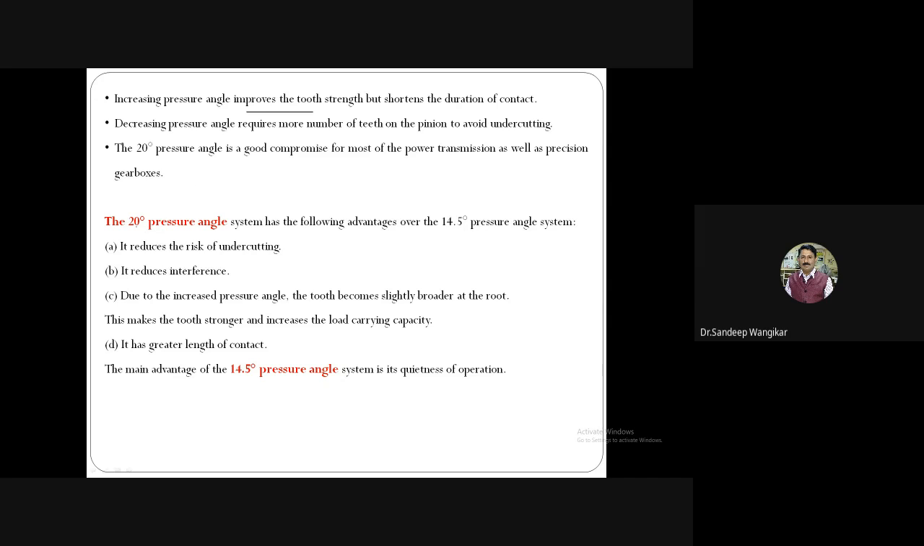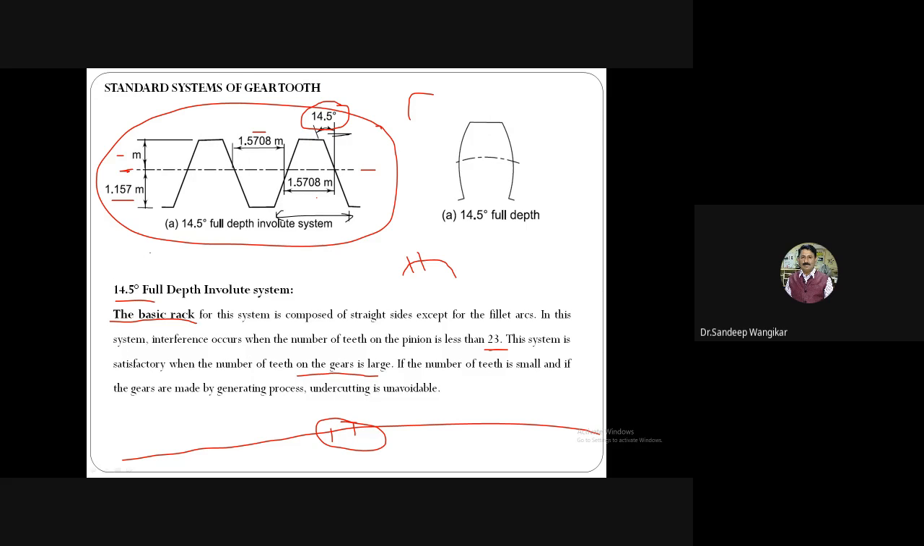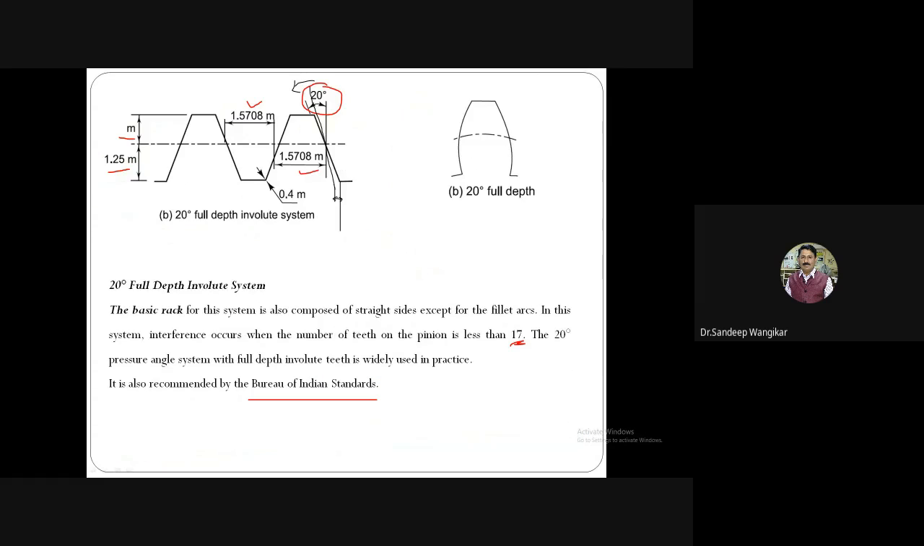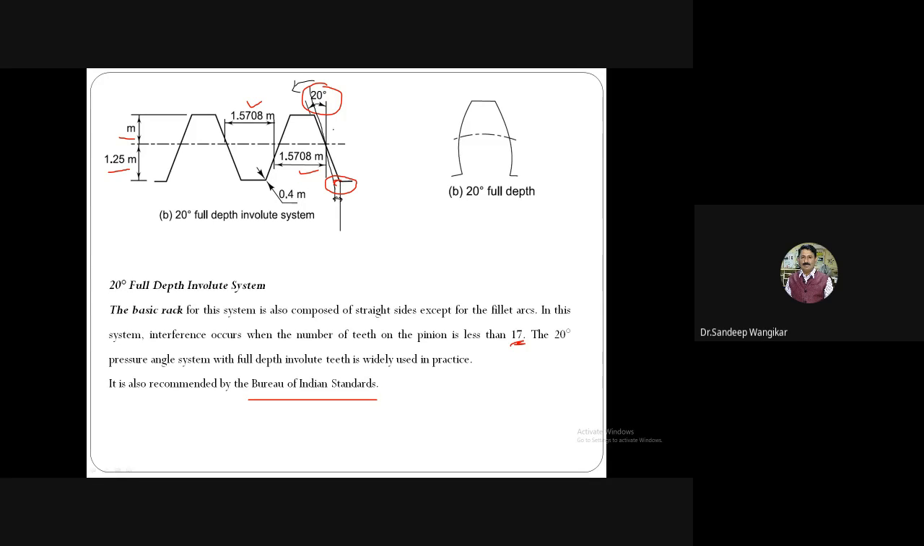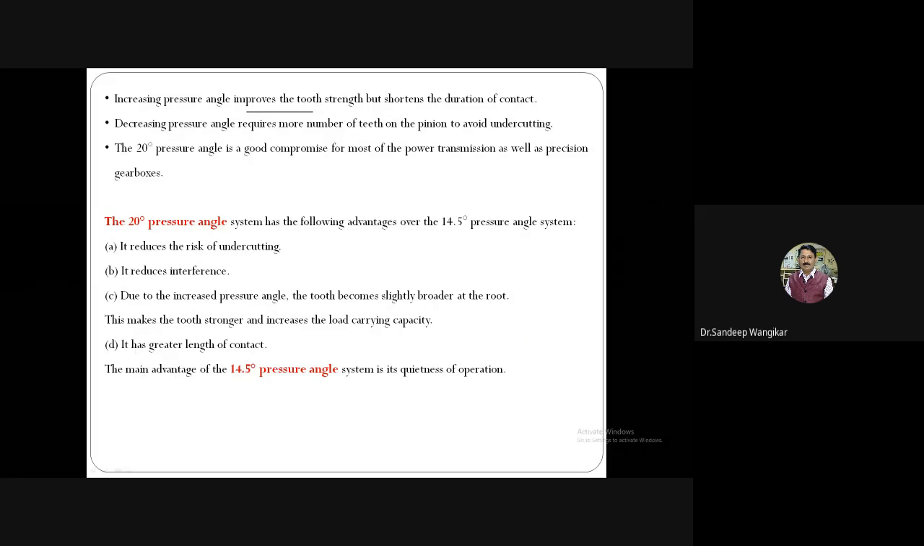There are different advantages of 20-degree pressure angle system. So it reduces risk of undercutting. Again, this is the 14.5 degree system, so here also the angle will be the same, 14.5 degree. And if you see here, the teeth will become like this. So whatever the spacing we are getting, this is the additional space it will get so that no undercutting will be there when the other tooth comes like this, due to this additional space as compared to 14.5 degree full depth involute system. As no undercutting, less chances of interference.